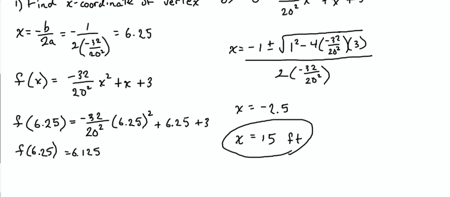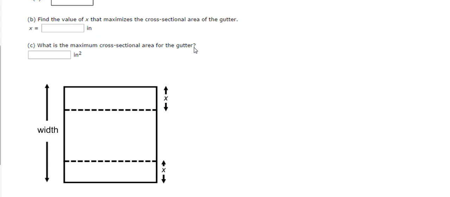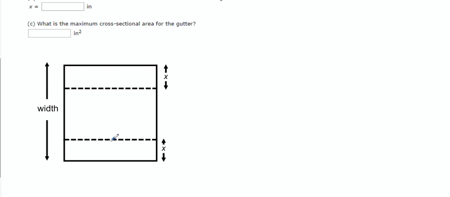All right, we're going to do another problem where we're going to use the x-coordinate of the vertex and the maximum. It says a rain gutter is formed by bending up the sides of a 50-inch wide rectangular metal sheet as shown in the figure. And you can see it's a rectangle and it gets bent up. This is the width, and we make a little channel by bending it up. Now, this is what the sheet looks like flattened out. The width, we know, is 50 inches. So the width is 50.